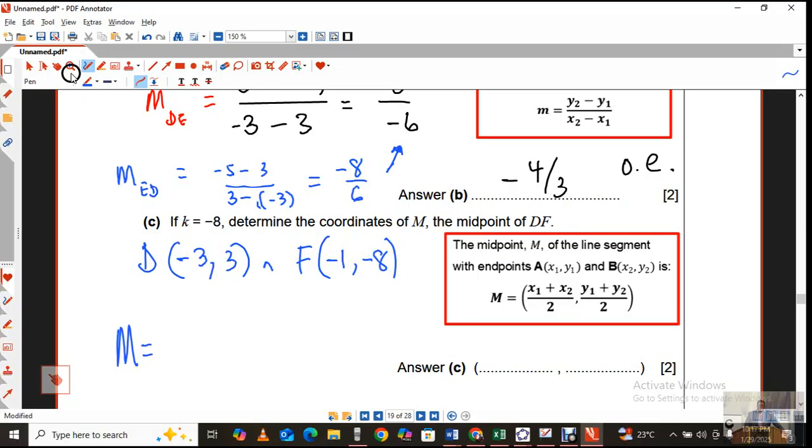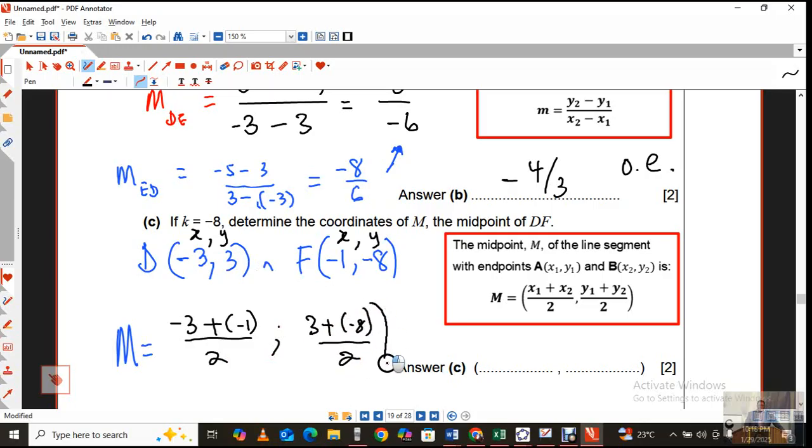The two x values, again, I always say to the students who are having trouble, always put x, y on top there so you do not make mistakes. Add the two x values, that's negative 3 plus negative 1. You divide that by 2, that will give you the x value. Add the two y values, that is 3 plus negative 8. You divide that answer by 2. This is going to give you the midpoint.